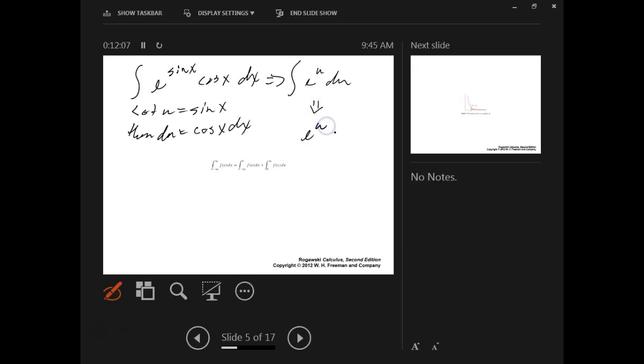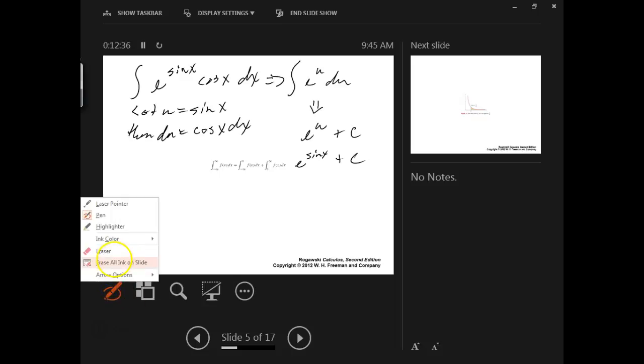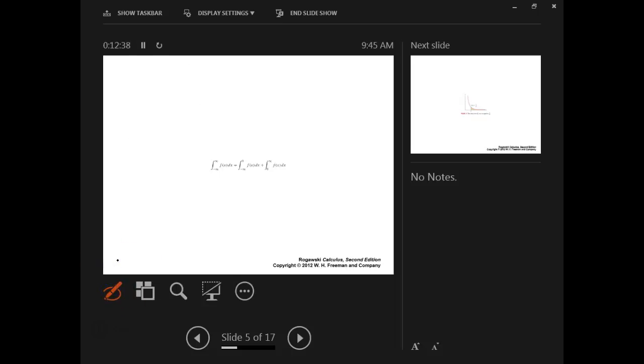E to the u, indefinite integral plus c. But we didn't start with u's, we started with x's, so what's your answer? E to the sine x plus c. Got it. They didn't carry it out, but that's what you do. One more like that, or kind of like that. How about this one?